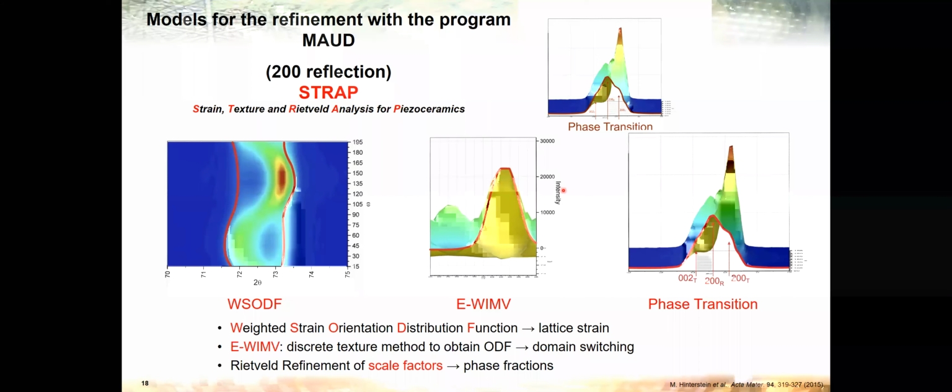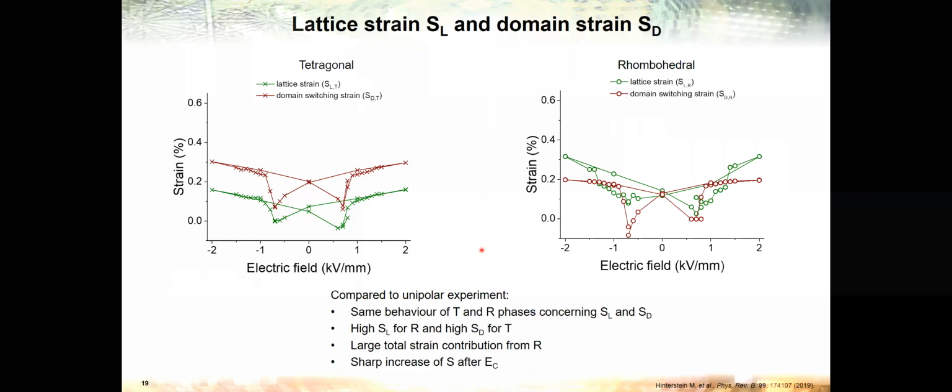So this means within these 3 parts of the refinement, we can quantify all three strain mechanisms in the material. And like this, we get now really detailed information. For example, we can look at the tetragonal and the rhombohedral phases and at the individual strain mechanisms.